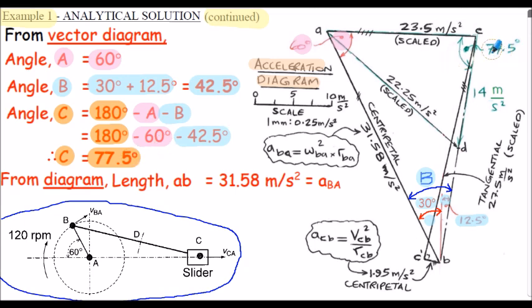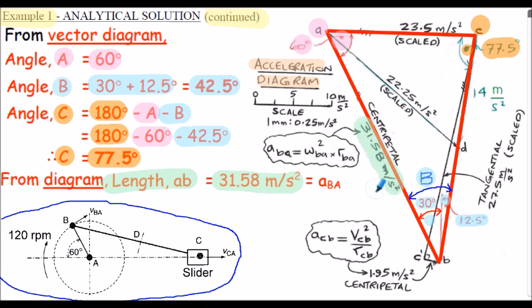That's this angle here. So knowing these three angles A, B and C here will allow us to consider this non-right angled triangle highlighted in red, from which we can begin to calculate some of the unknown accelerations. And notice from the diagram, length AB is 31.58 meters per second squared. That's this acceleration here. That was calculated in the previous presentation, knowing the angular velocity of the crank and knowing the length of the crank.